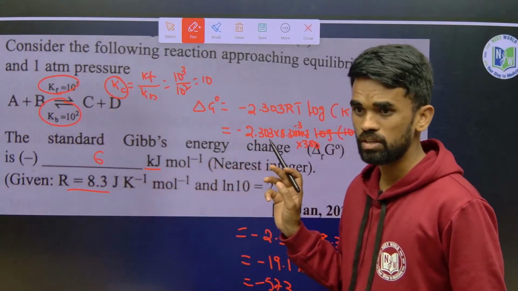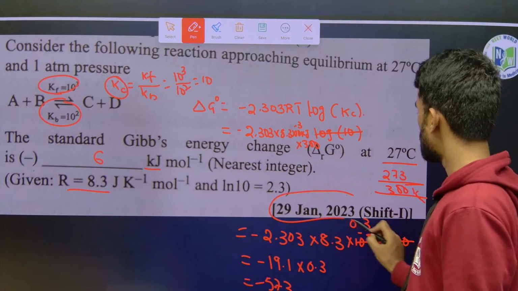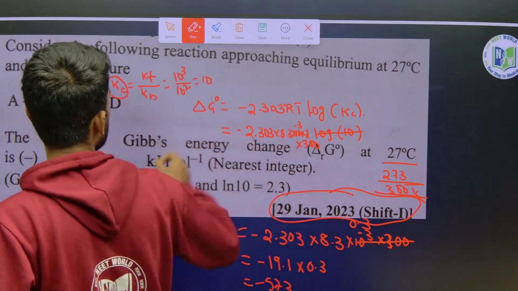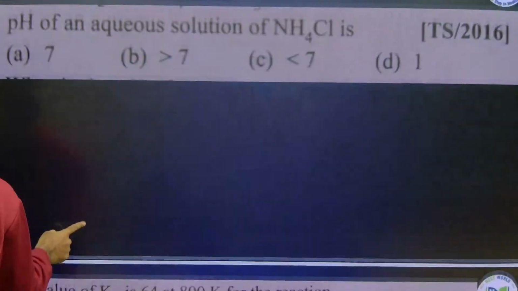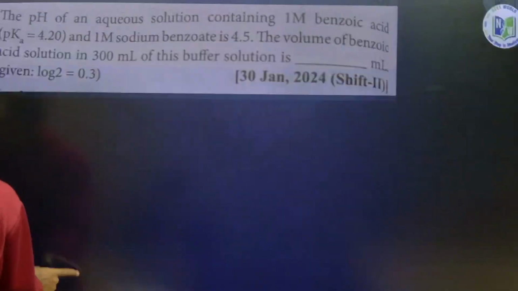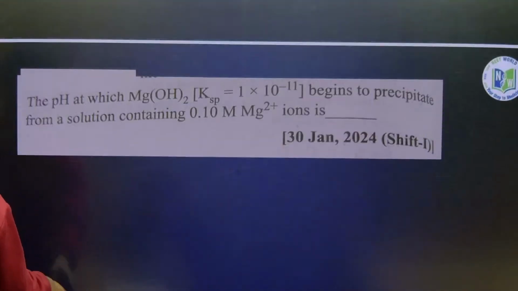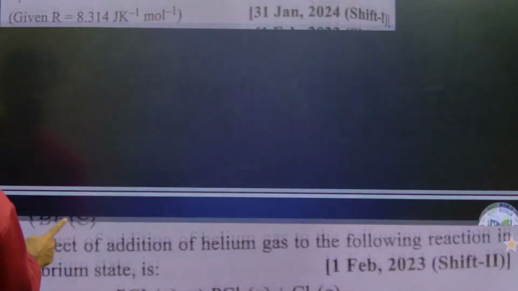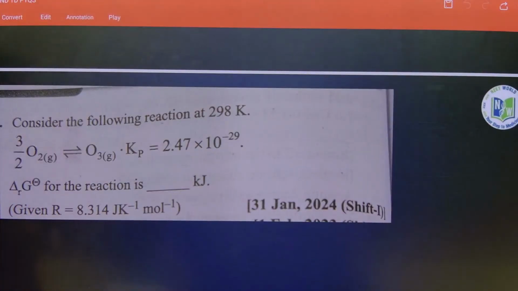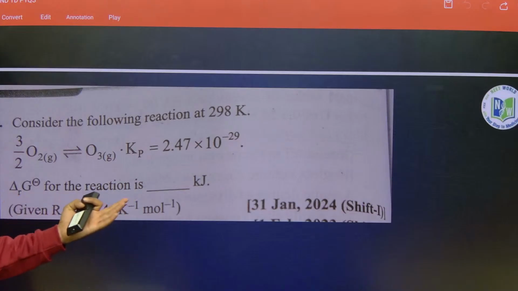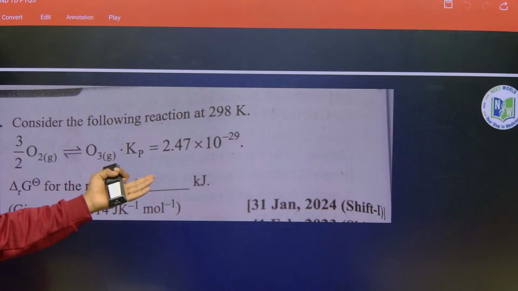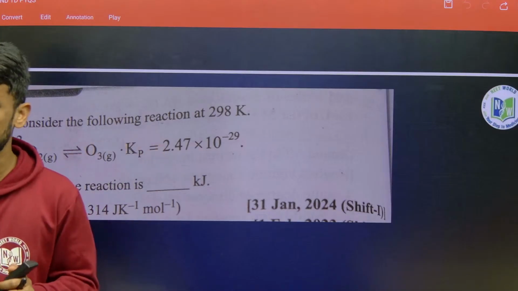Is this clear or not? This is a JEE Mains question, so you can try NEET questions also related to this. And one final question as homework for you. If you want, you can try this. And in the next class, we will start ionic equilibrium. Here Kp is given, that's it, same. So delta G naught means what to do? Minus RT ln K. K is given here, you can simplify that and you will get the answer.